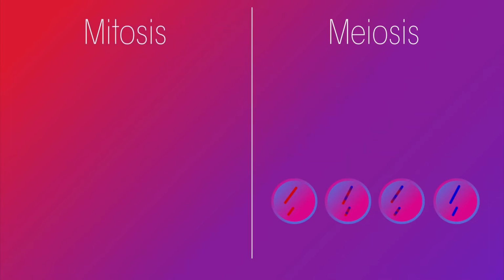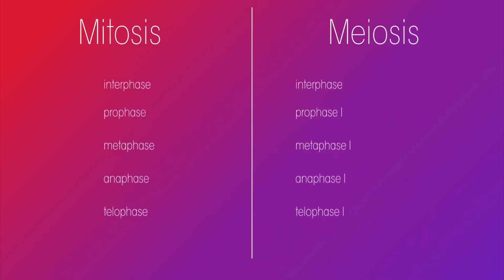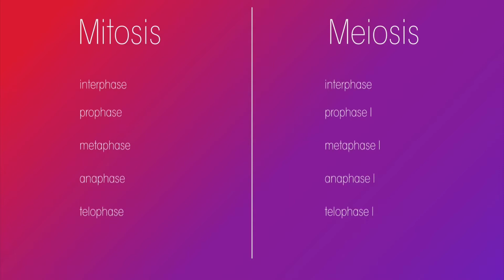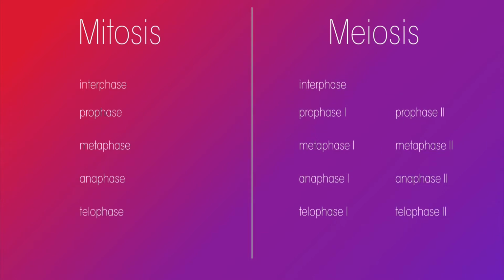Both mitosis and meiosis include the same phases: prophase, metaphase, anaphase, and telophase. Except in meiosis, they happen twice, so they're usually referred to as 1 and 2. The easiest way to remember these phase names is to remember MDCAT. So let's look at meiosis in more detail.